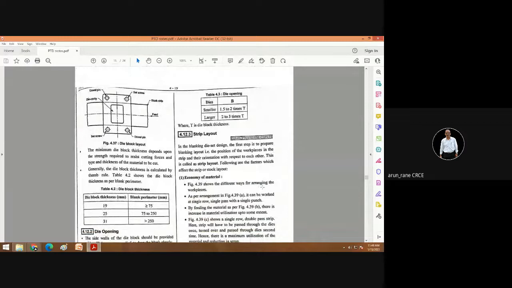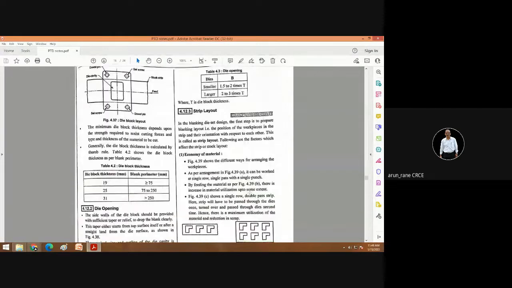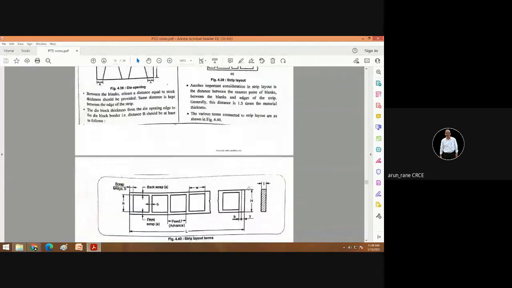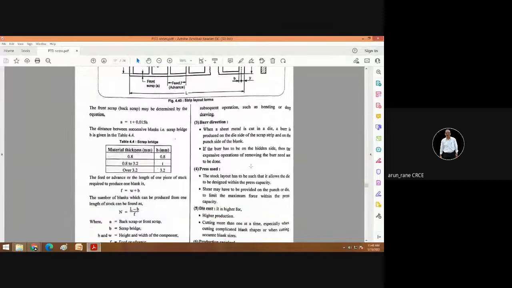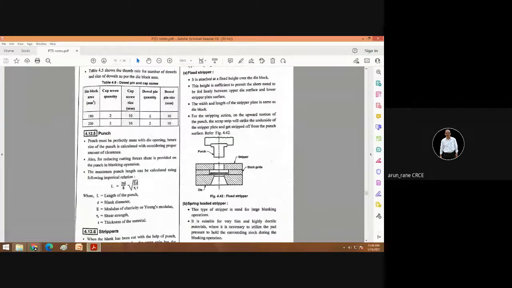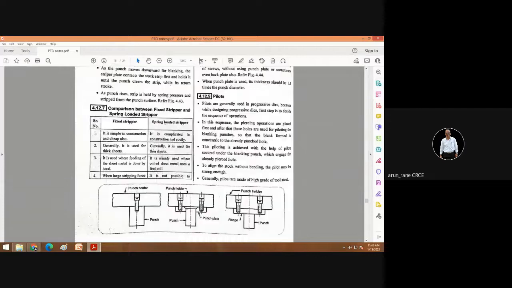Die design we won't be able to do it. Then strip layout also we saw how you have to check for the different permutation and combination, and you have to see that strip utilization is more. Then we also saw strippers, how to hold the punches.